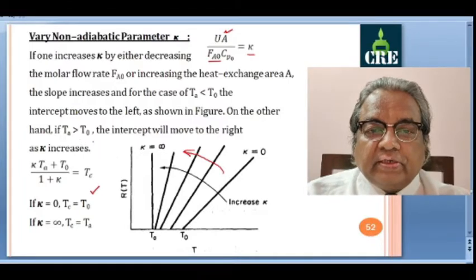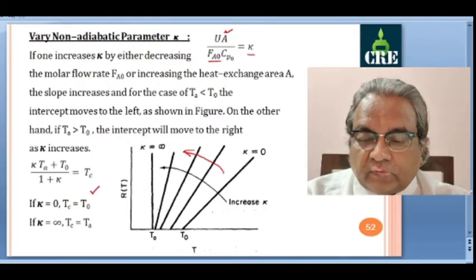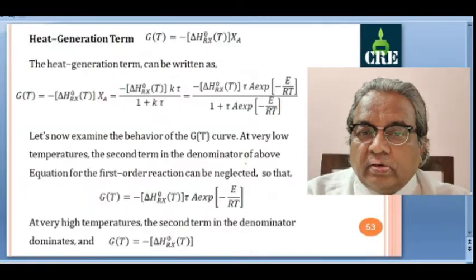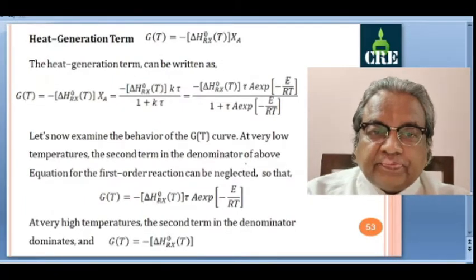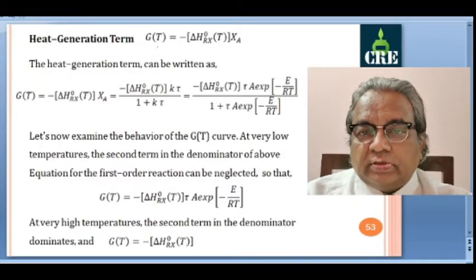On the other hand, if Ta is greater than T0, obviously it will move in the other way around as K increases, or in the right direction. Heat generation term. Now we will consider this term.